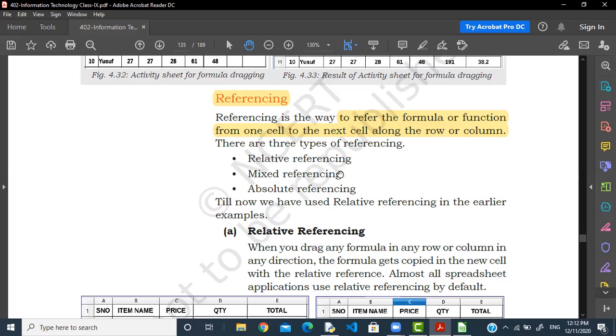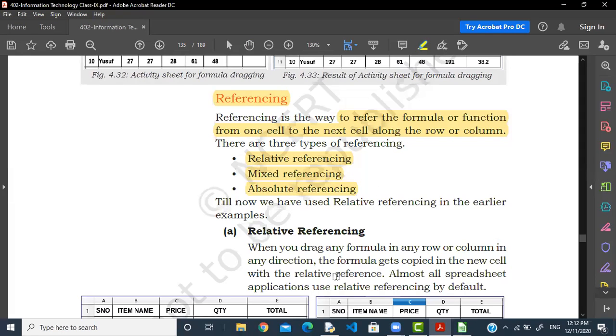And in your LibreOffice Calc, or Microsoft Office, or Open Office, in any office, you will find that there are three types of referencing. One is called relative referencing, second is called mixed referencing, and third is called absolute referencing. First I'm going to talk about the relative, then the absolute, then the mixed cell referencing.